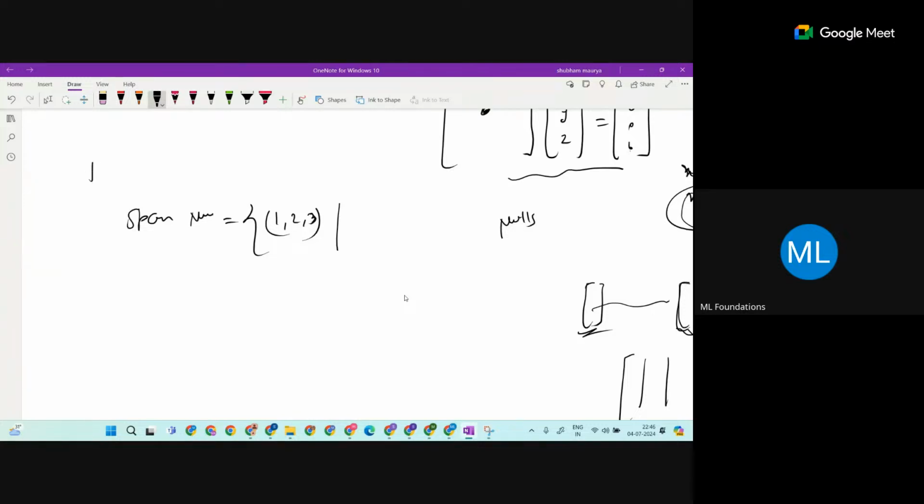Finding the row space. So let's see how it would be. Suppose this span we have. So that means what is the equation representing? This represents a line, right? Null space is right. This represents a line.